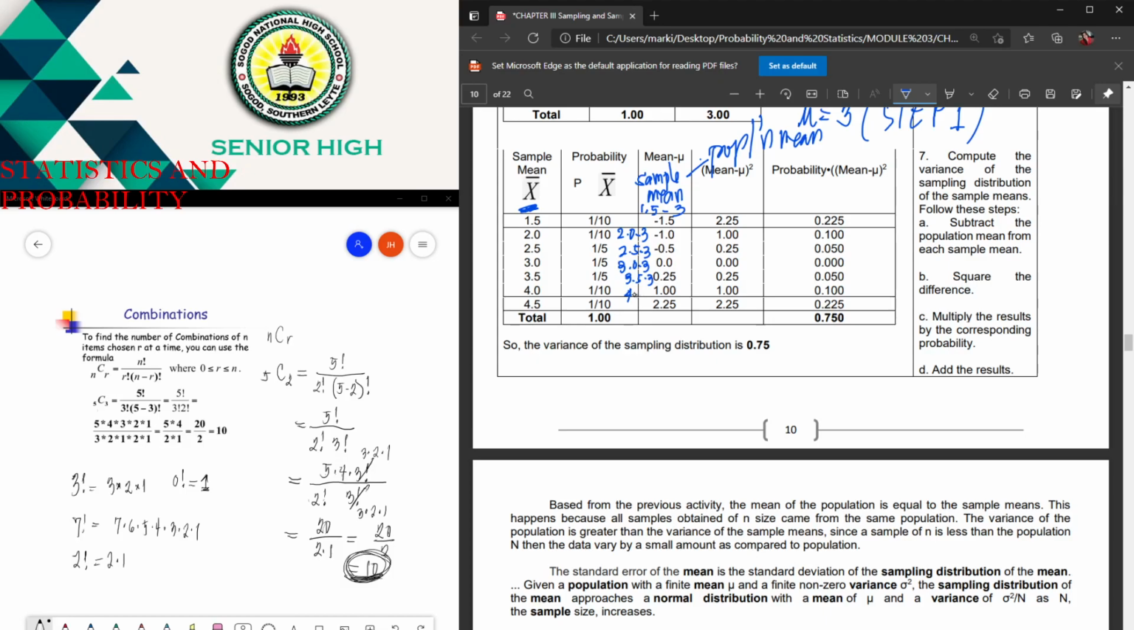And 4 minus 3 is 1. This is not 0.5. My God, it's 0.5, 0.50. Anyway, that is just a decimal, but this is 0.50 or 0.5. Then this one, 4.5 minus 3, that is 1.5.